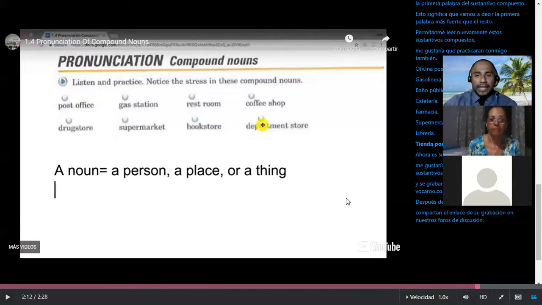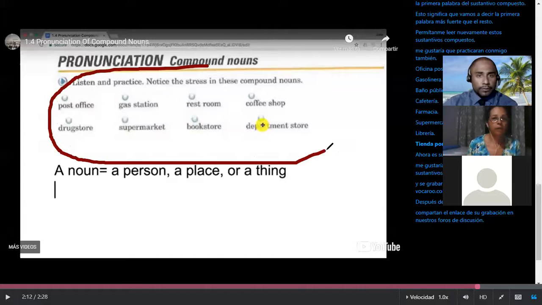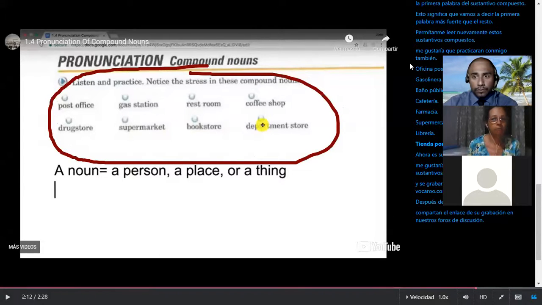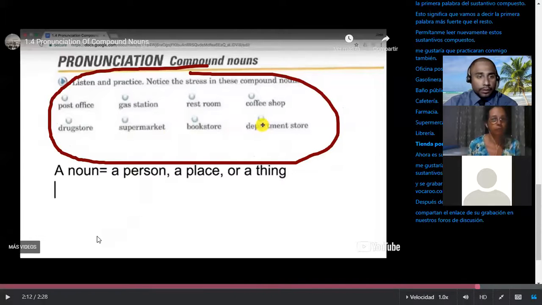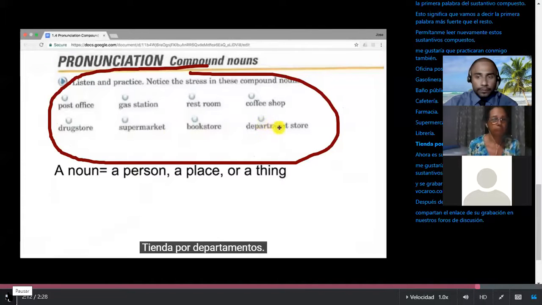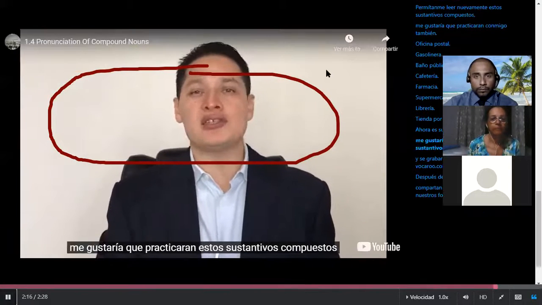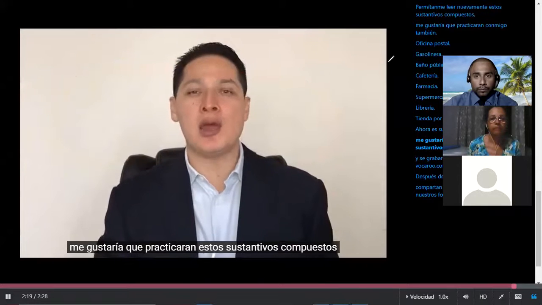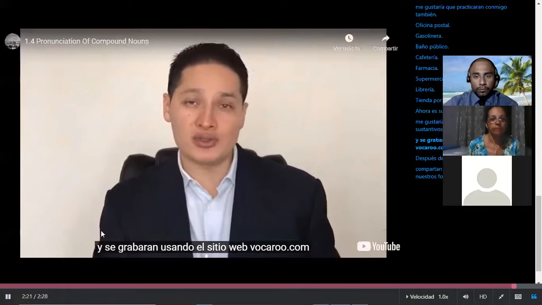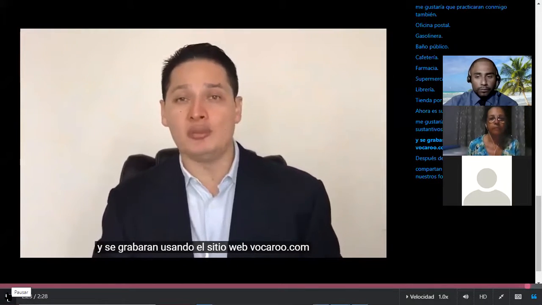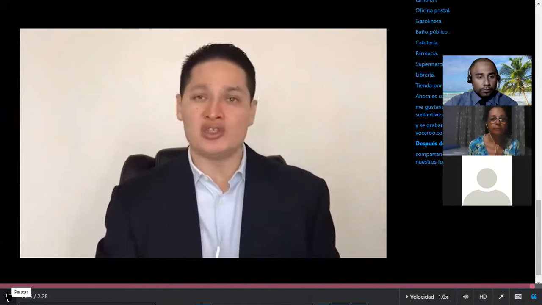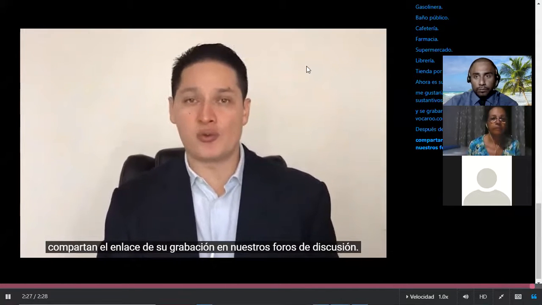Okay, now for this activity, you are going to pronounce this vocabulary. No escuchamos nada de lo que dijo el profesor. Oh, no, sorry. No tenía audio. Department store. Now it's your turn to practice. What I would like for you to do next is to practice these compound nouns and record yourself using the website vocaroo.com. After you finish this activity, share your work in our discussion forums.